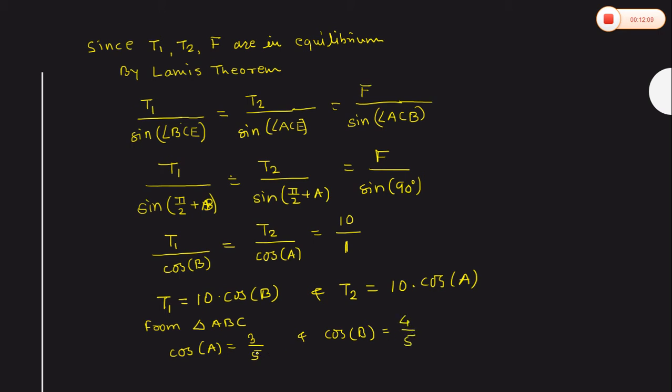Now I am substituting these values in the above equations of T1 and T2. Therefore T1 is equal to 10 into cos B, that is 4 upon 5, which is nothing but 8 kg, and T2 is equal to 10 into cos A, that is 3 upon 5, which is equal to 6 kg. And therefore this is the required answer. So tension T1 is 8 kg, and the other tension T2 is 6 kg.